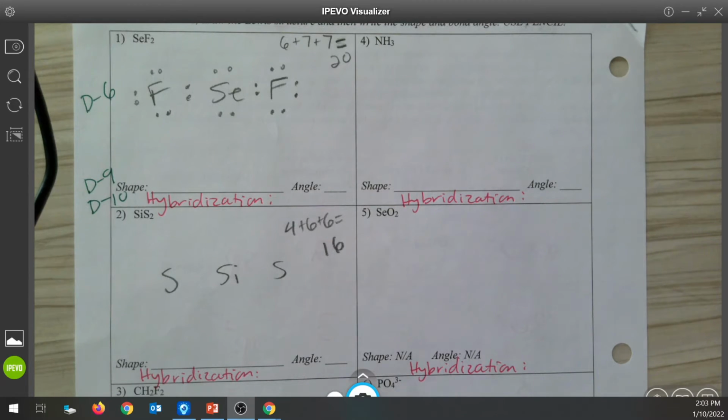Don't forget brackets for number 6, because it has a charge. Awesome. Good. Don't forget your brackets for number 6. Since it has a charge, don't forget brackets.